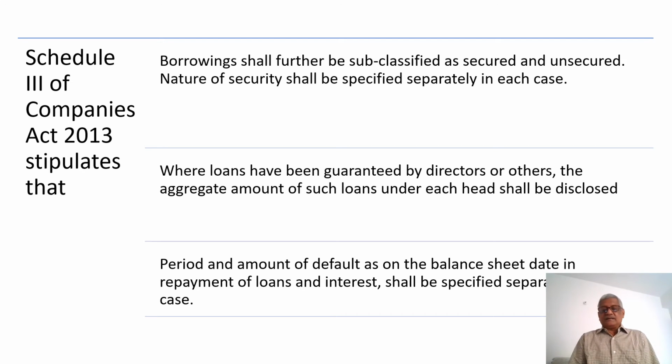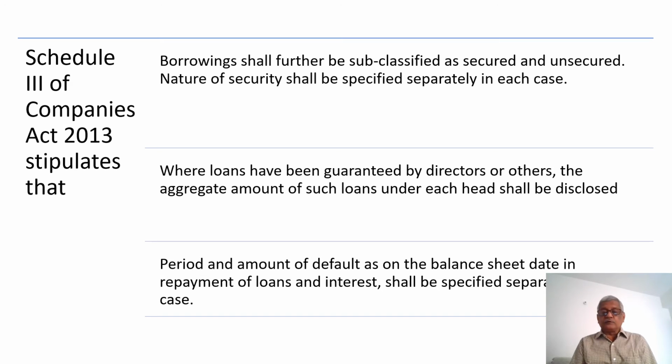Whatever may be the short-term borrowing that is availed, as per Schedule 3 of the Companies Act, they need to be segregated and shown separately in the balance sheet. Where loans have been guaranteed by directors or others, the aggregate amount of such loans under each head shall be disclosed. In case any personal guarantee is taken, either from the director of the company or from anybody else, under the credit facility, under the short-term borrowing, it should be mentioned that this advance is guaranteed by so-and-so.